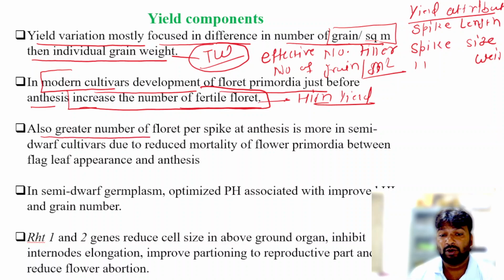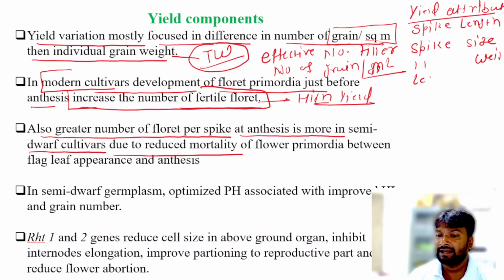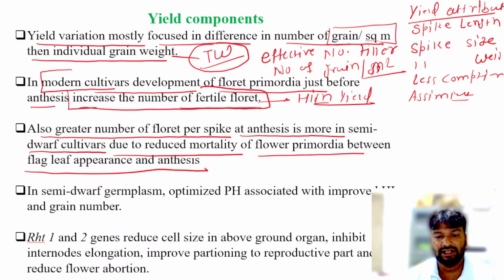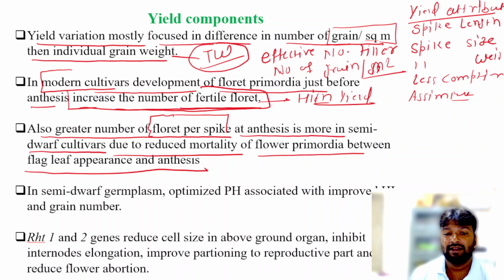Also, the greater number of florets per spike at anthesis is more in semi-dwarf cultivars due to the reduced mortality, because there is less competition for the assimilates. Okay. Lower primordia mortality between flag leaf appearance and anthesis. So there is a greater number of florets per spike. So these two factors increase the number of fertile florets, also florets per spike, responsible for the high yield in the modern cultivars.